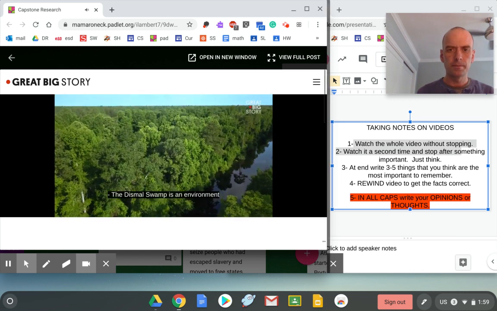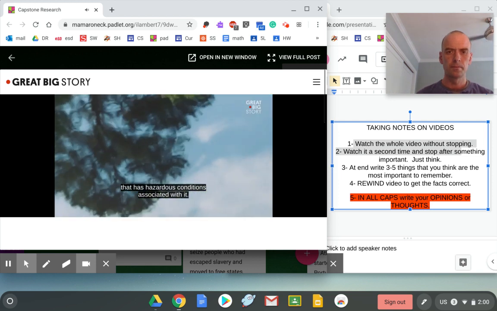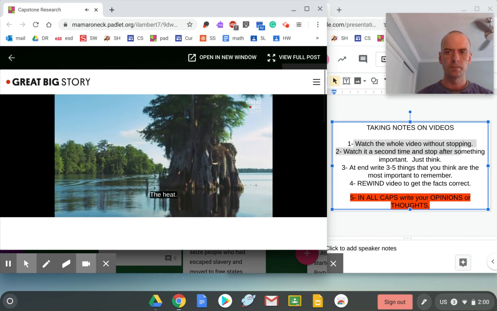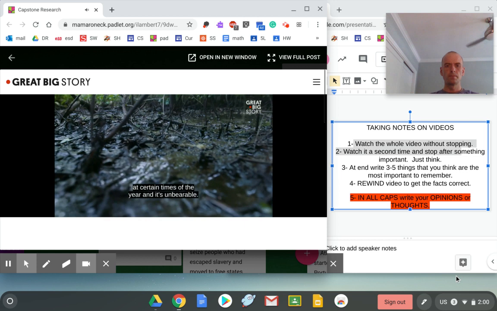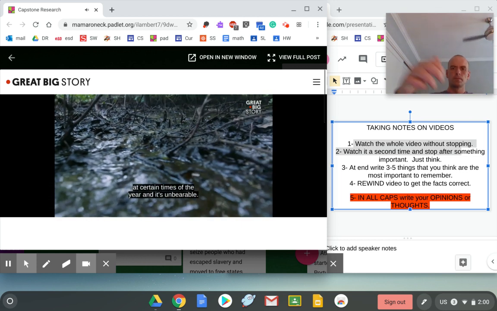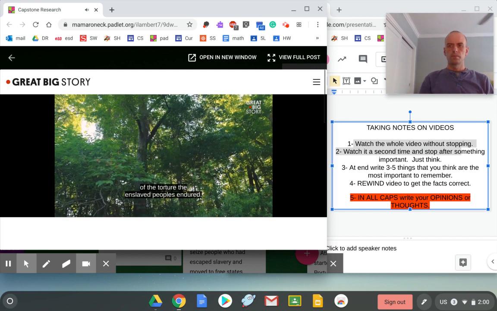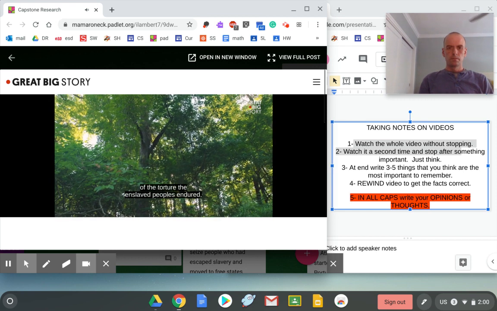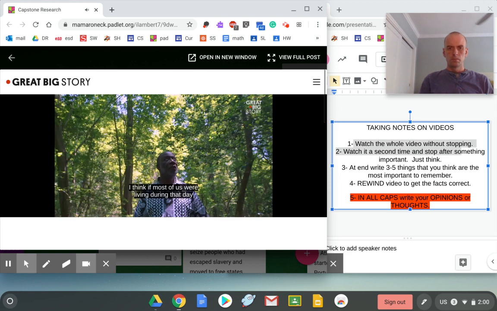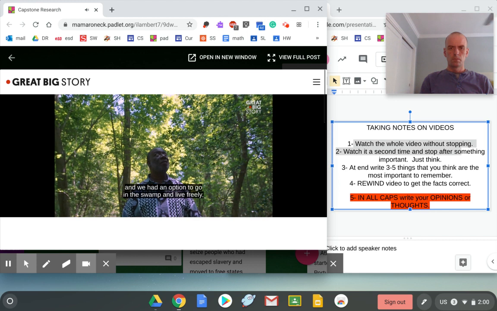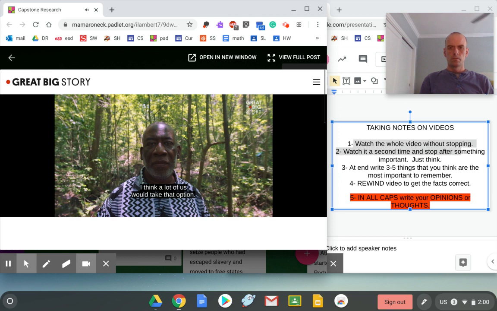The Dismal Swamp is an environment that has hazardous conditions associated with it. The heat, you got poisonous snakes, and mosquitoes come out at certain times of the year and it's unbearable. But when you think about some of the torture the enslaved people endured, I think if most of us were living during that day and we had an option to go in the swamp and live freely, I think a lot of us would take that option.